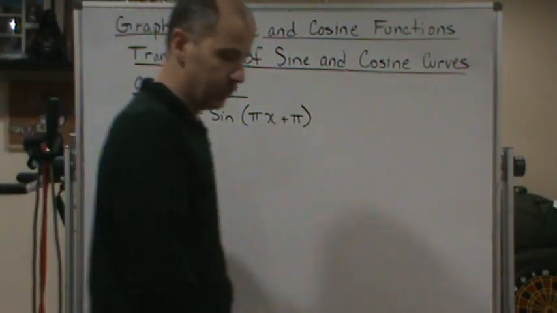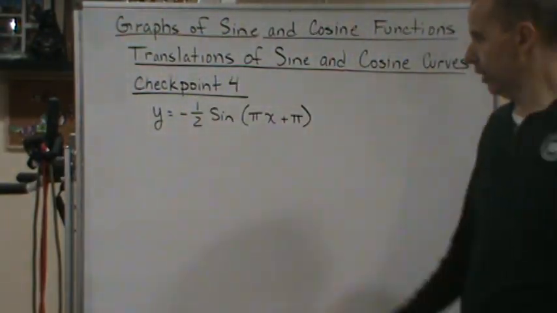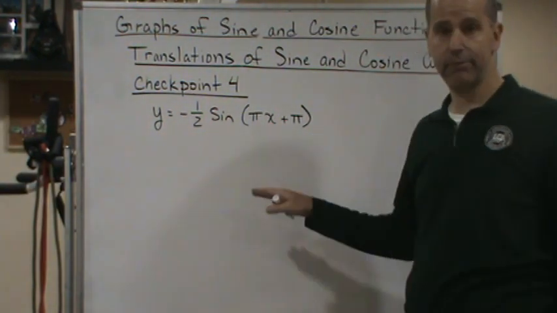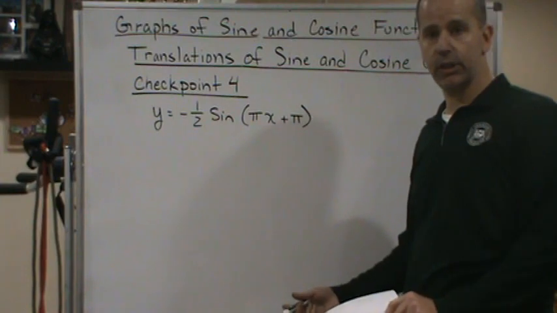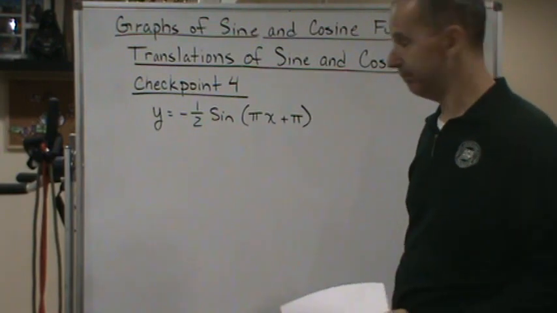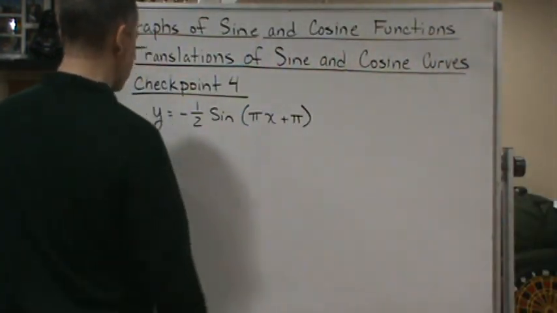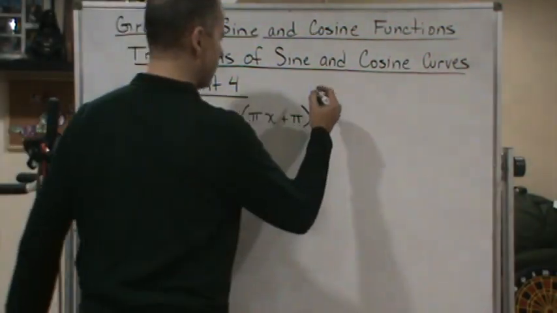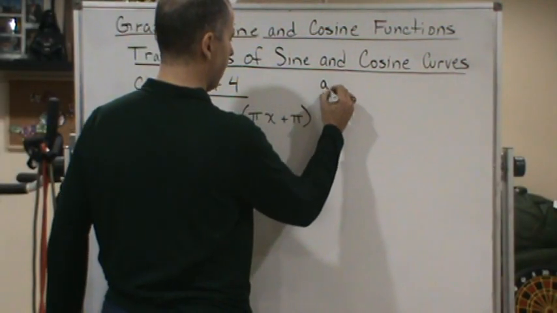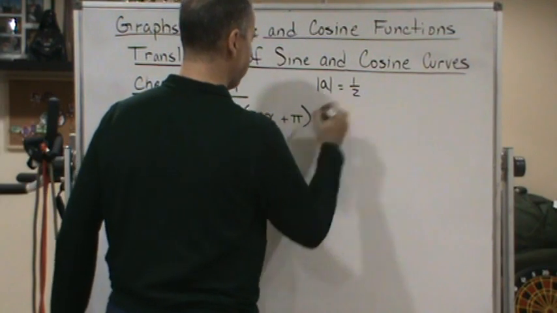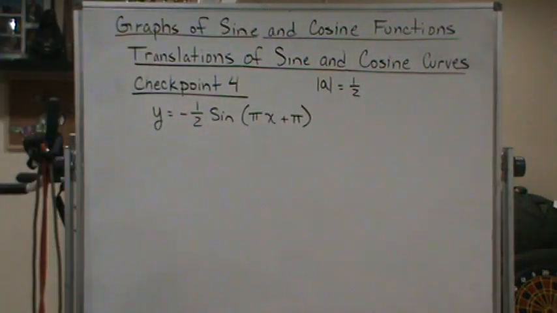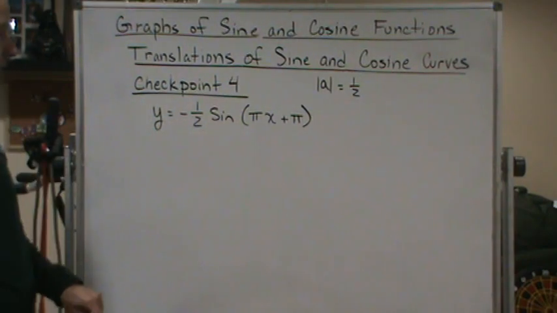All right, let's do a checkpoint. So again, we're going to analyze and graph this. So pause it, see what you come up with, come back and see how you did. Okay, so the first thing we're going to do, as usual, is the amplitude, right? So the amplitude, in this case, is equal to 1/2. Okay, it's a sine function, right?